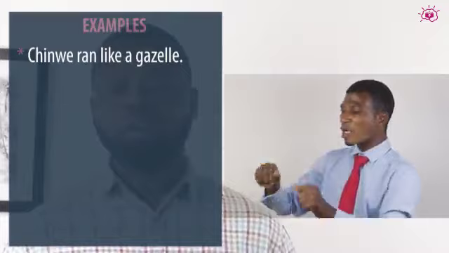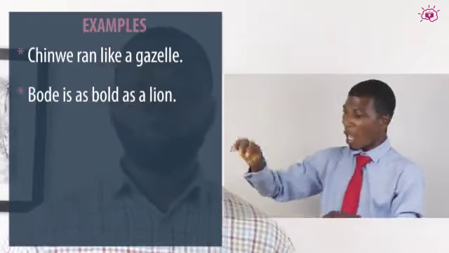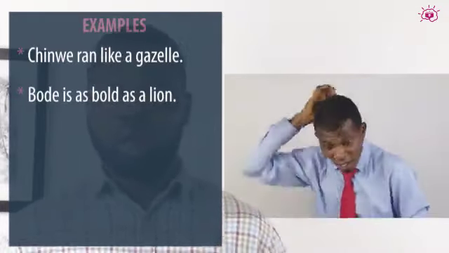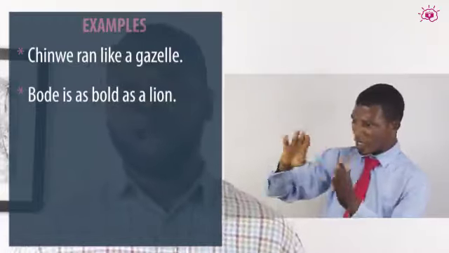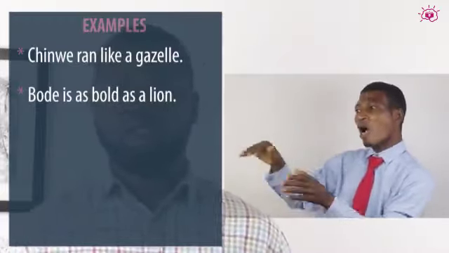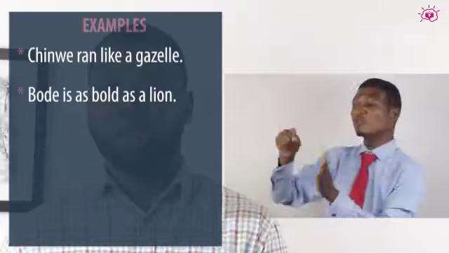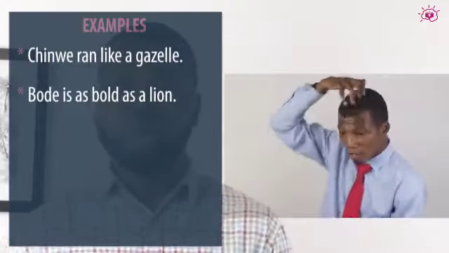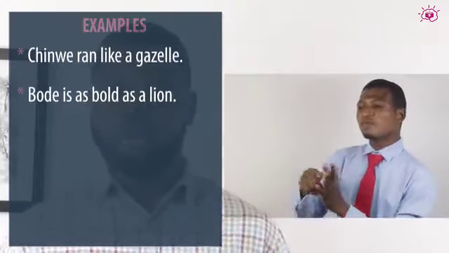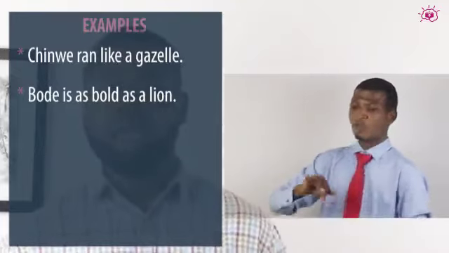Now, I can also say Bode is as bold as a lion. I'm comparing Bode and a lion, obviously trying to give an attribute of a lion that we all know, which is boldness, to Bode as a person. So meaning Bode is a bold person. So similes are easy to identify because of the use of expressions, like I said earlier, of as, like, and as, and as.